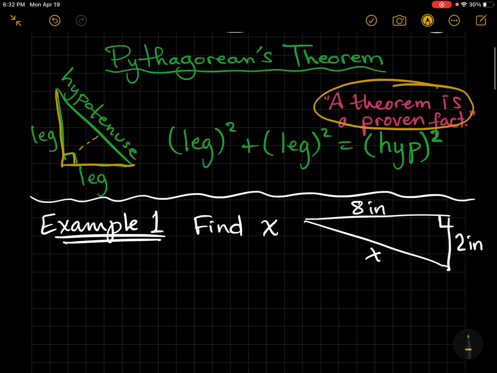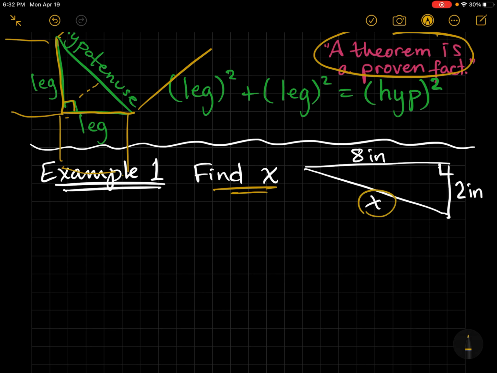Also, there are several proofs of Pythagorean's theorem, where we can look at a square on each side: the area of that square plus the area of that square would equal the area of that square. We could use a little geometry and figure all that out. We won't prove that today. We're actually going to practice applying the theorem.